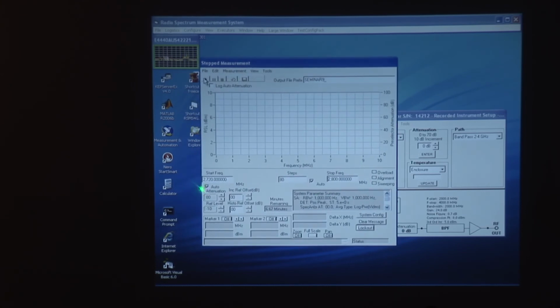Now, this is the measurement. We're going to start at 2,720 megahertz and measure up to 2,800 megahertz. Remember that the radar is tuned to 2,760 megahertz. We're in a 1 megahertz bandwidth, and we need to take how many steps to go from 2,720 to 2,800 in a 1 megahertz bandwidth?